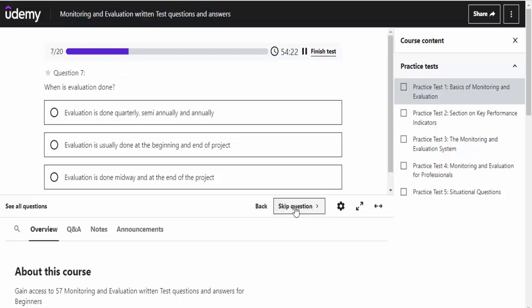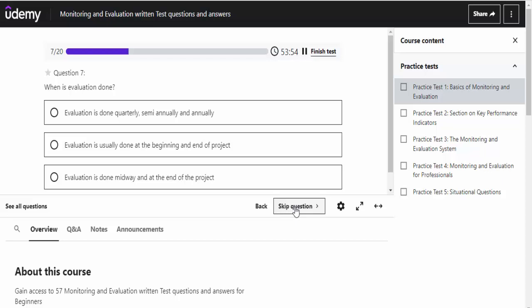When is evaluation done? Evaluation is done quarterly. No. I've never seen an evaluation done quarterly. Let's go to the next answer. Evaluation is usually done at the beginning and end of the project. Yes, usually it's done at the beginning and end of the project.